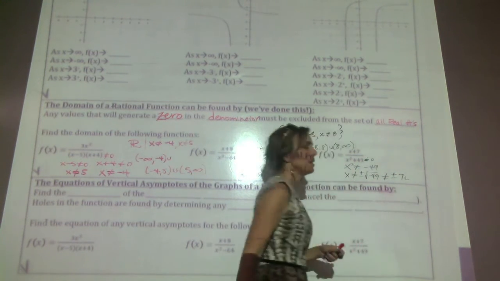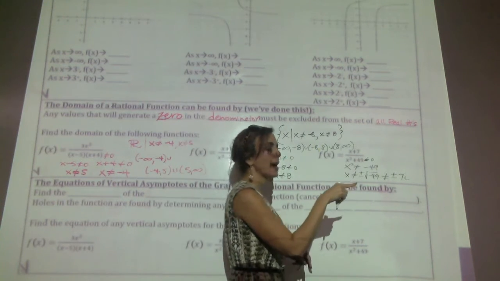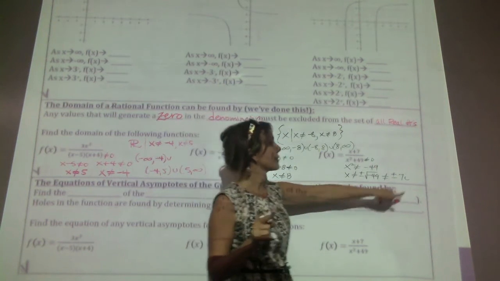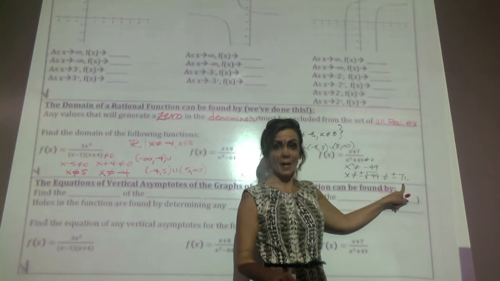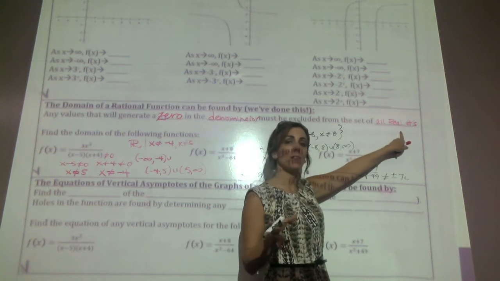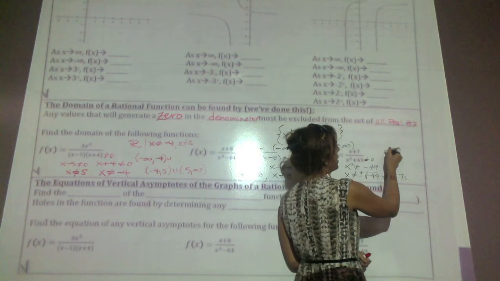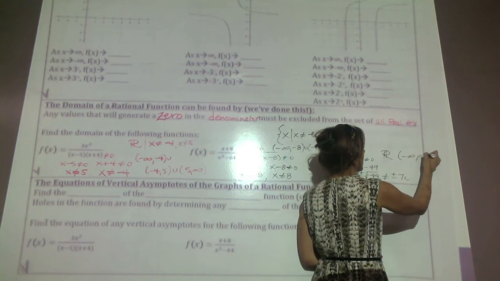Okay, so x can't equal plus or minus 7i, but remember, where did we begin? We began at the set of all real numbers. This is not part of that set. These are the things that must be excluded to get a 0, but they're not even part of that set of all real numbers. So what's our domain? All real numbers, or from negative infinity to positive infinity.